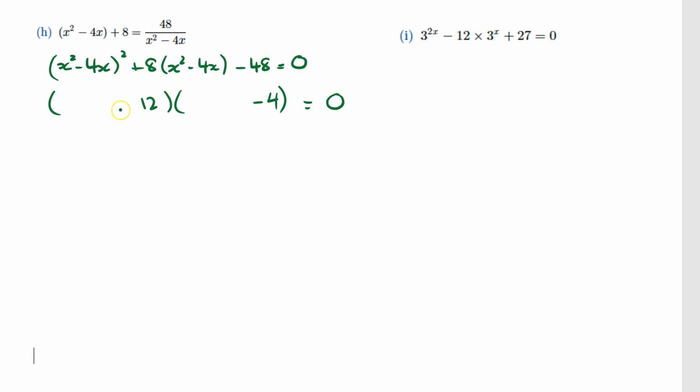And what goes in here? What goes in here is the thing that's being squared. So it's x squared minus 4x plus 12 and x squared minus 4x minus 4. Now that in turn gives me two more quadratics to solve. So if I look at this, are there two numbers that multiply to 12 and add to minus 4? And there are. So this quadratic here is x minus 6 times x plus 2.